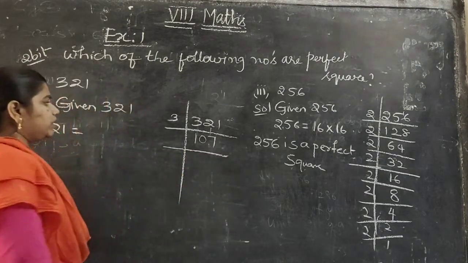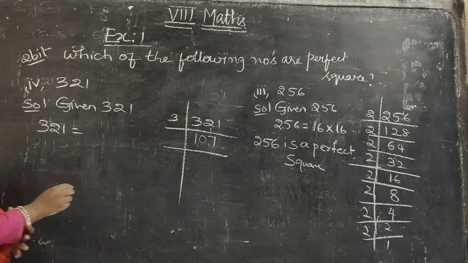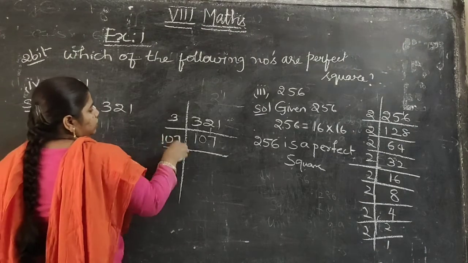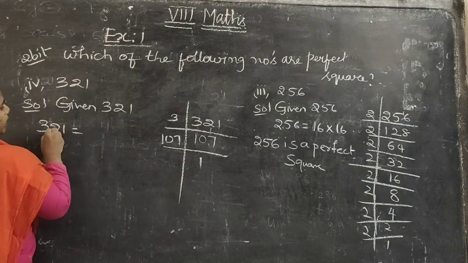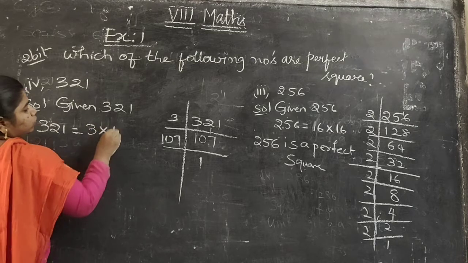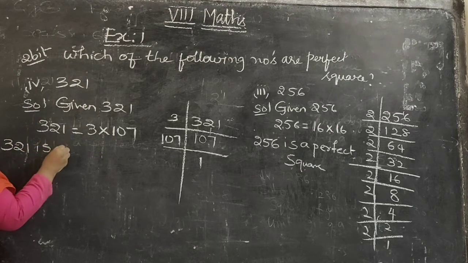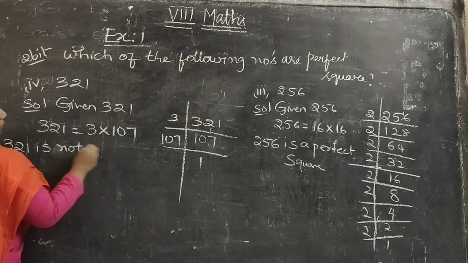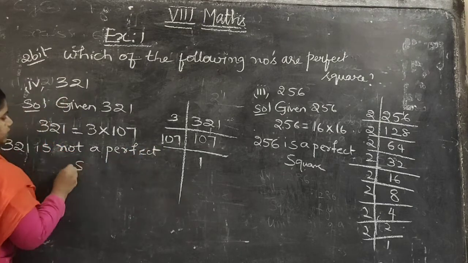Next, 7 plus 1 is 8. So it will go in 107, because 107 is a prime number. So what we can write is 321 as 3 into 107. These are not equal factors. So we can say 321 is not a perfect square.